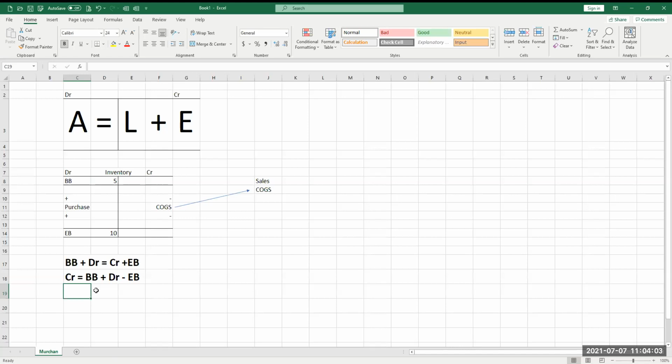But my credit is the cost of goods sold, correct? And my debit is the purchases. So can I say my cost of goods sold is equal to the beginning balance plus my purchases minus my ending balance? Can I do that? Yes, Professor. Okay.